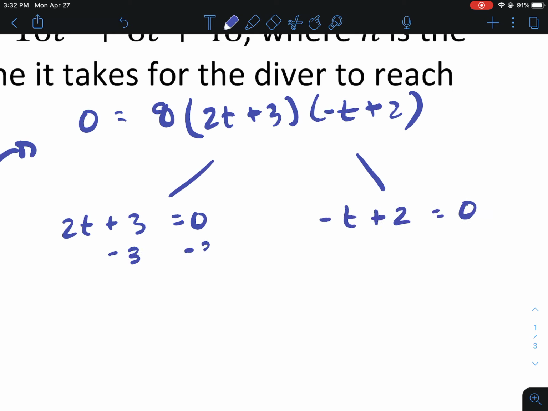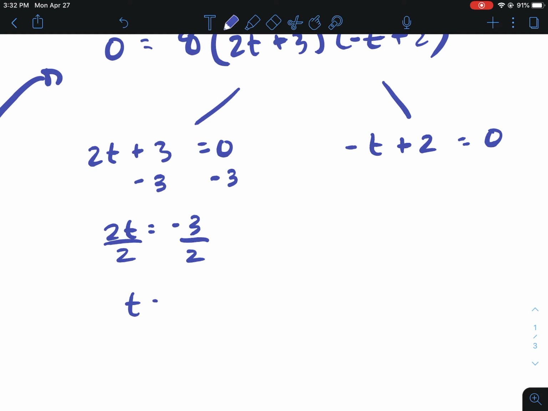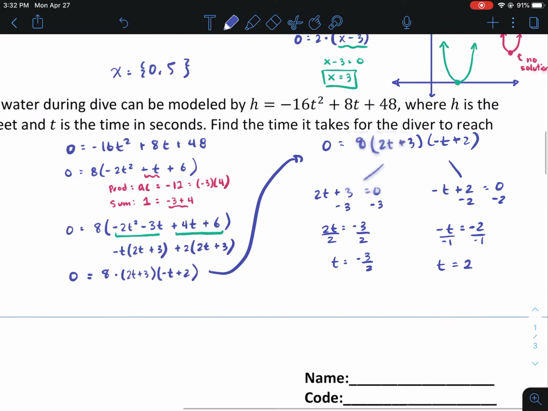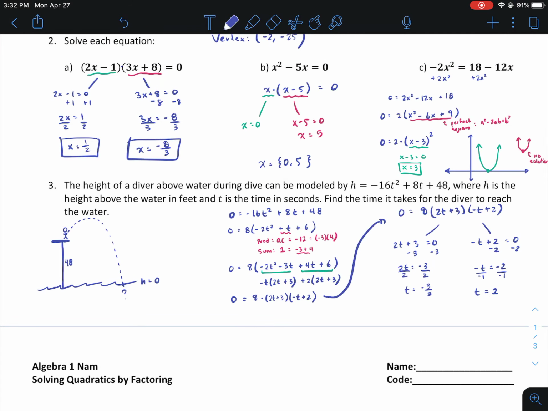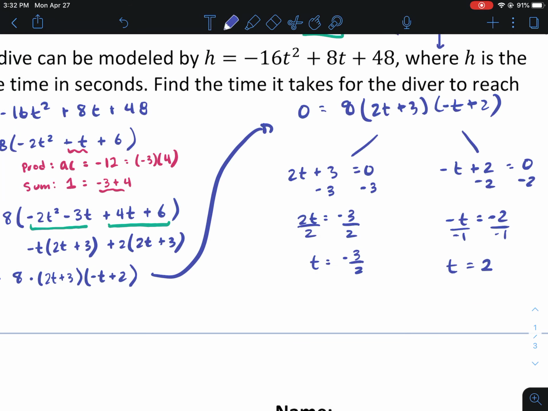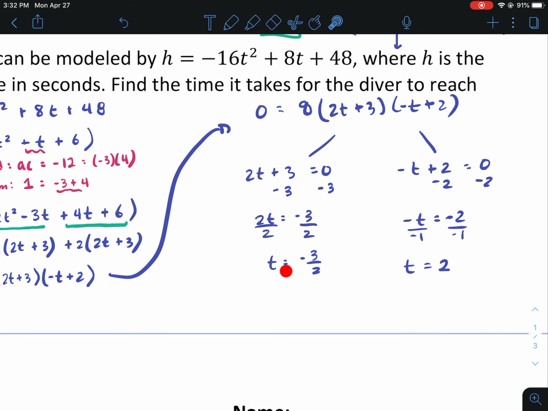This is going to give me negative 3 equals 2t. I get t is negative 3 over 2. And here, if I subtract 2, I get negative t is equal to negative 2. Dividing by negative 1, we get t equals 2. So we've gone ahead and solved for when my height is 0, and I get 2 answers. 2 different values of time, which technically shouldn't be possible. I can't jump off the diving board and then hit the water at 2 different points in time.